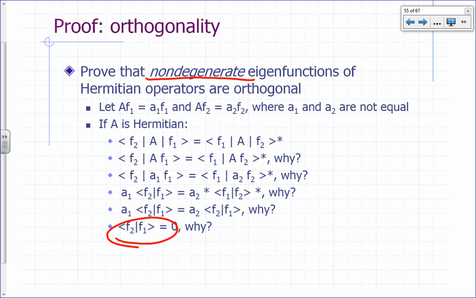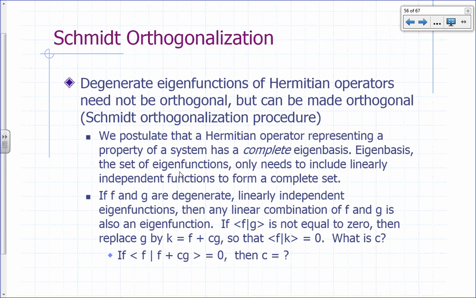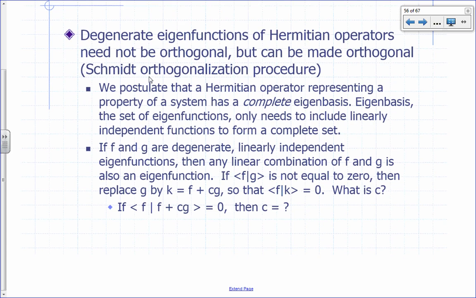So if you have two eigenfunctions of a Hermitian operator, if they happen to be non-degenerate, if they don't have the same eigenvalue, then we can prove that they are orthogonal. Now, if they are degenerate, they need not be orthogonal, but we can select a set of eigenfunctions that are orthogonal to each other. And any other eigenfunction that has the same eigenvalue can be expressed as a linear combination of these orthogonal eigenfunctions. So this is where we left off last time.